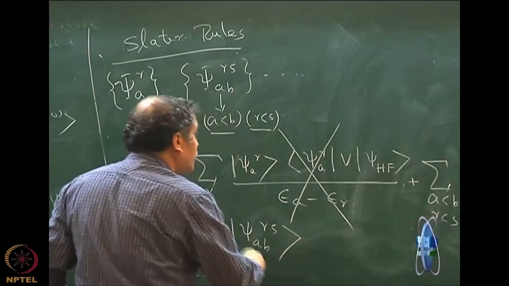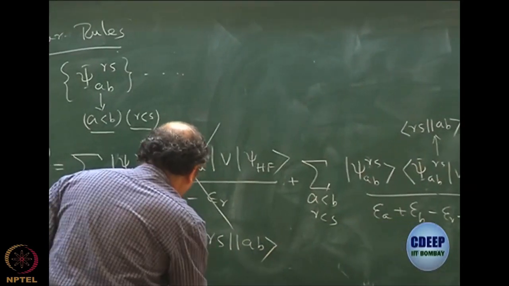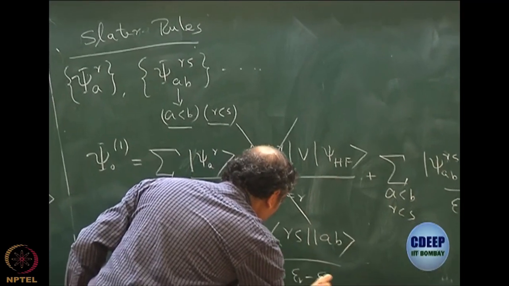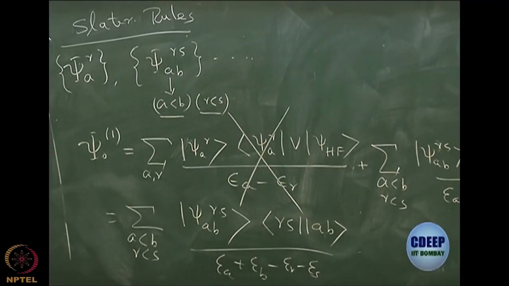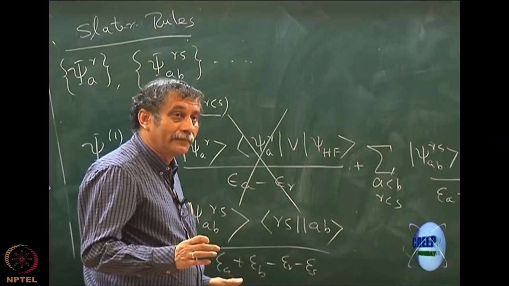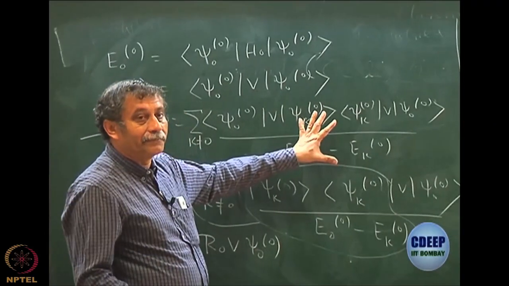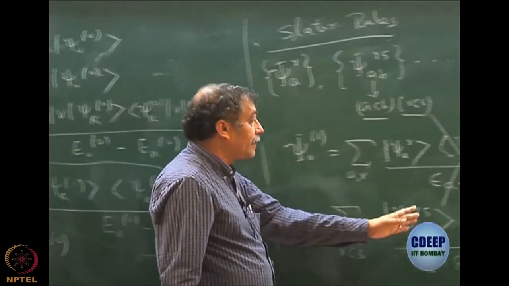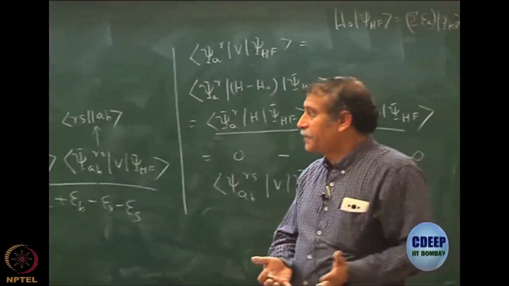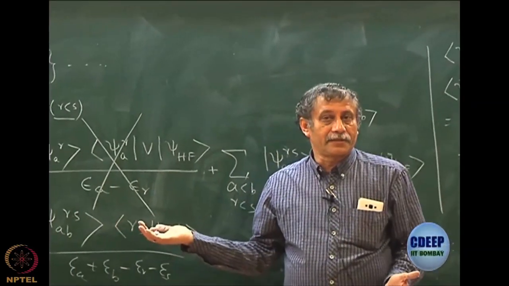And the coefficient of each of the doubly excited determinants is ⟨RS||AB⟩ anti-symmetrized divided by ε_A plus ε_B minus ε_R minus ε_S. Remember, these coefficients can be positive or negative. I had only remarked that when you go back to E_0^(2), E_0^(2) will be always negative. But ψ_0^(1) is just a function. Okay, so, there is nothing called positive negative. I mean, these numbers can be either positive negative. So, it is just a linear combination of ψ_AB^RS.